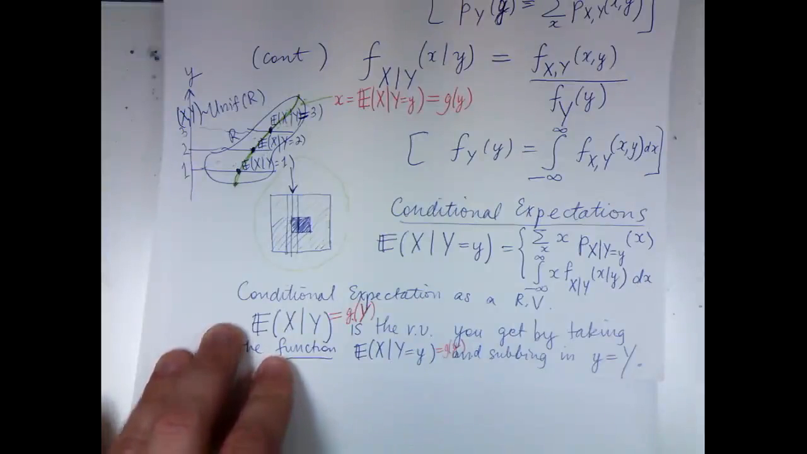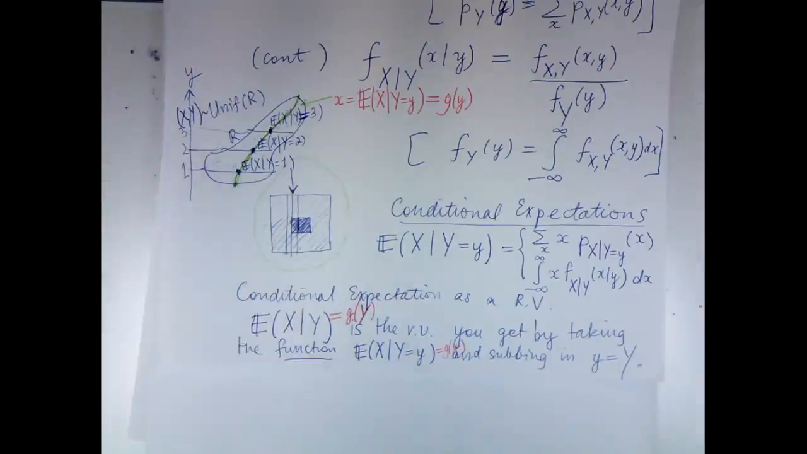It does not have any further. So it has lost information. So yeah, that's conditional expectations of a random variable. And why is that an important concept?